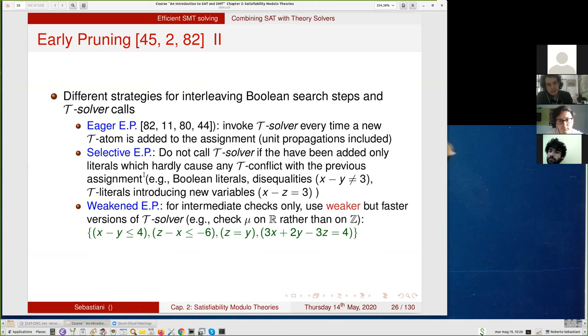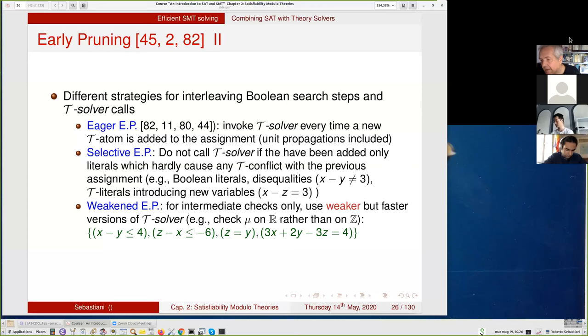So we invoke the theory solvers only before decisions, because unit propagations are cheap, okay, and are deterministic. So it's not worth saving unit propagations, okay? Instead, decisions are expensive, because they enlarge the search space. So decisions are a non-deterministic step, which can potentially enlarge the search tree. Okay. So we typically invoke early pruning calls only before decisions, and not always there. Okay.